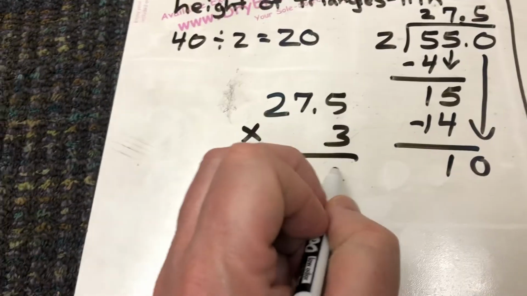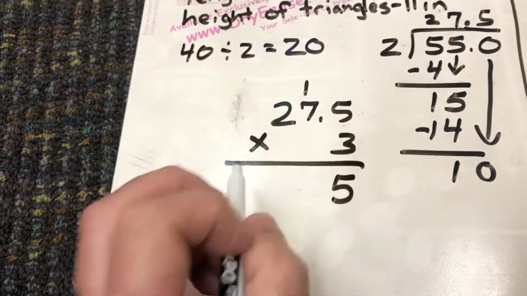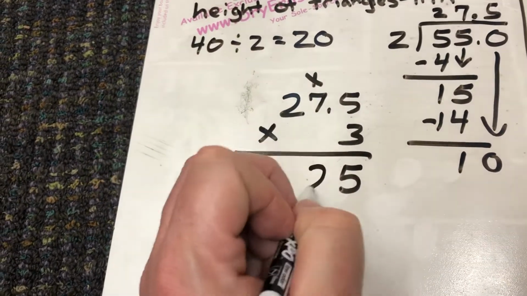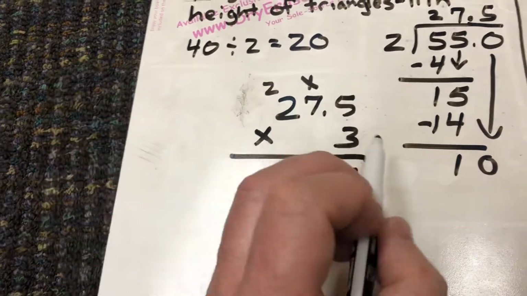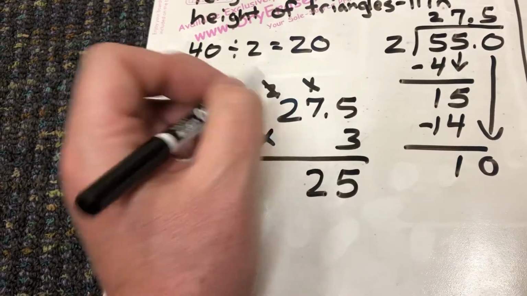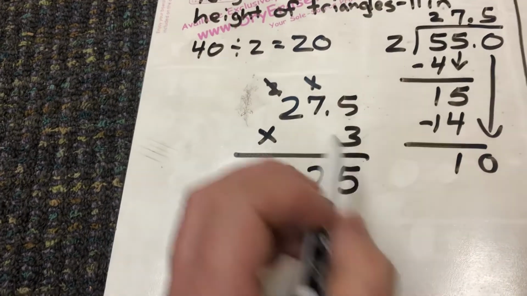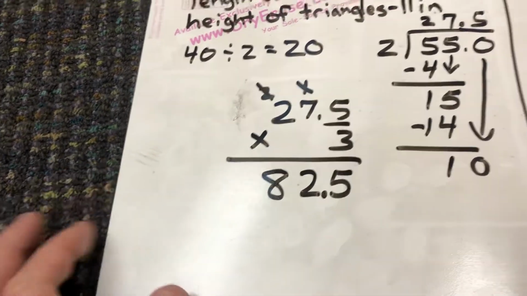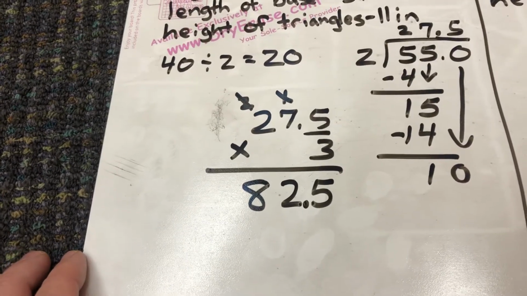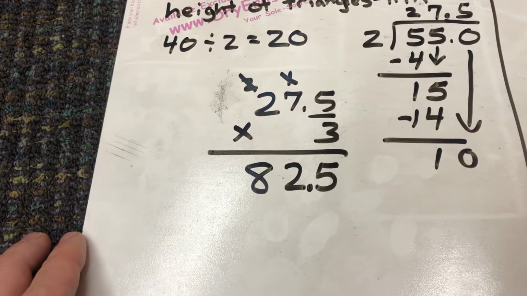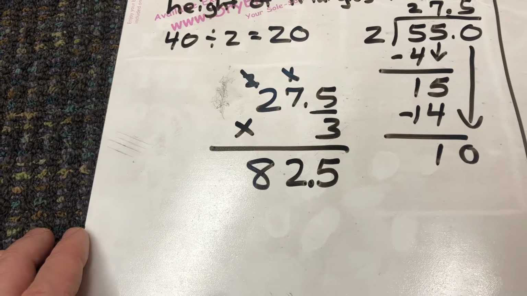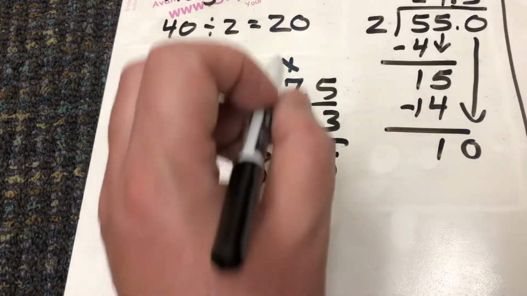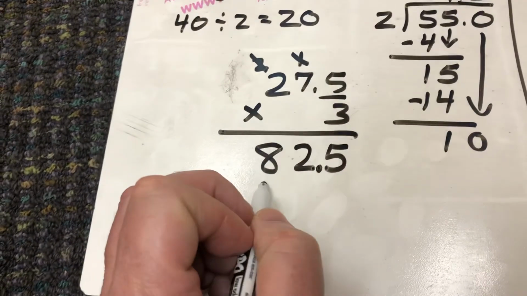3 times 5 is 15. Put the 5 down, carry the 1. 3 times 7 is 21, plus 1 is 22. Put the 2 down, carry the 2. 3 times 2 is 6, plus 2 is 8. There's one digit that comes after the decimal in the problem, so one digit needs to come after the decimal in the answer. So all three triangles combined that are rising up is 82 and 5/10, plus the triangular base, which is 20.